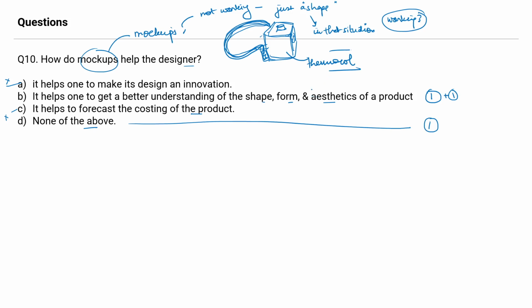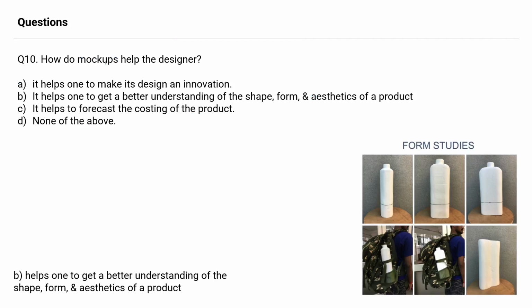Okay. So let's try this and understand this through an example. The correct answer stands B, which is it helps to get better understanding of shape, form, and aesthetics of a product. Right, ma'am, correctly said. These are not actual products. These are not actual working, not having a working mechanism. These are just imitating or mimicking a shape or a form, right? If you see these options, these are all made up of thermocol. So these are having different shapes, different forms.